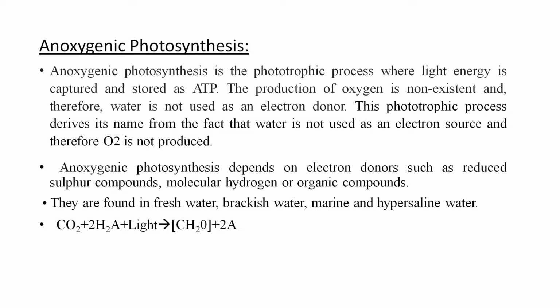Anoxygenic photosynthesis depends on electron donors such as reduced sulfur compounds, molecular hydrogen, or organic compounds. Here we can see the reaction. The organisms that follow this anoxygenic photosynthesis are mostly found in freshwater, brackish water, marine and hypersaline water.